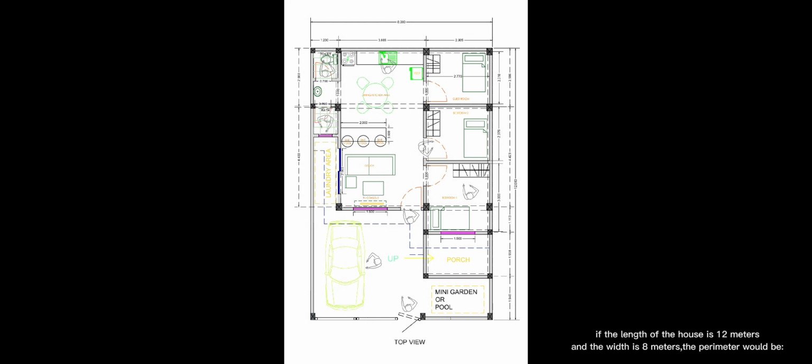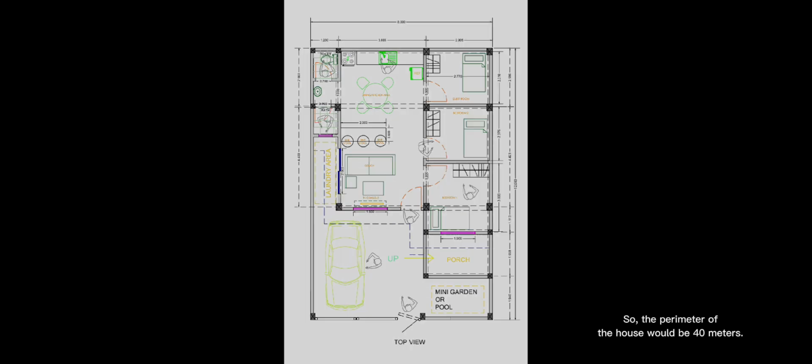If the length of the house is 12 meters and the width is 8 meters, the perimeter would be: perimeter equals 2 times (12 plus 8), equals 2 times 20, equals 40 meters. So the perimeter of the house would be 40 meters.